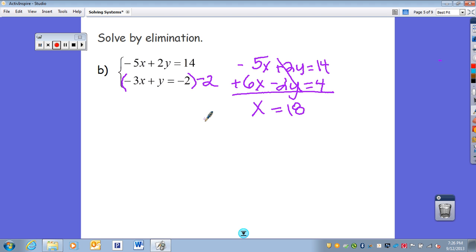Now I have the x coordinate of the point of intersection, so I need to substitute that 18 for x into either of the equations. I'm just going to do the top equation, so I have negative 5 times 18 plus 2y is equal to 14. Negative 5 times 18 is negative 90. So to finish solving, I'm going to add 90 to both sides.